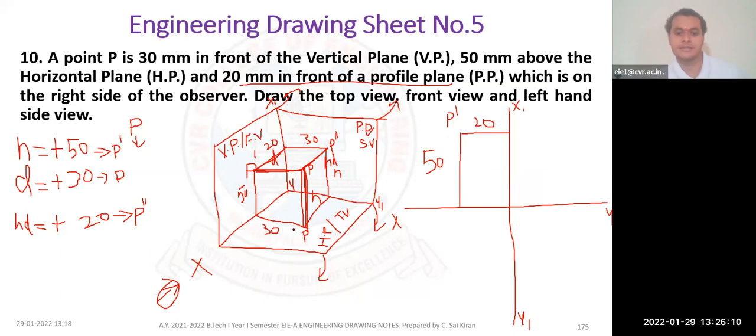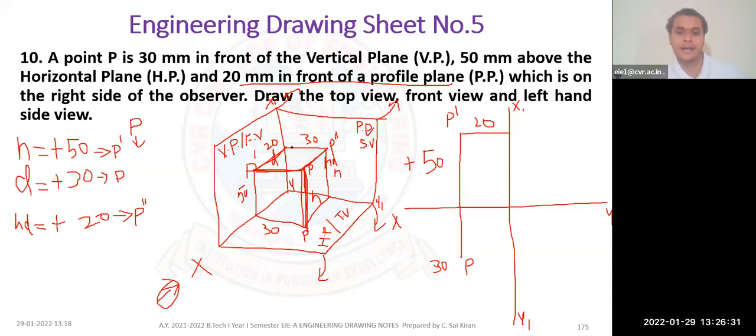Next, this is my 30 mm, which is the D distance. H is positive, therefore it is above the XY line. And D is positive, therefore it is below the XY line. So I will take my 30 mm. I'll take this vertical distance as 30 mm, and I'll mark my point as letter P.